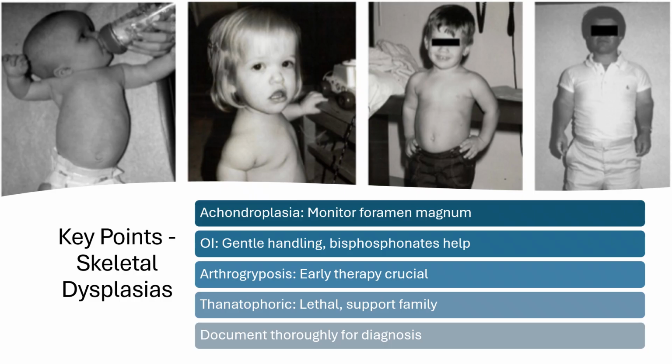Arthrogryposis responds best to early, aggressive therapy because the joint contractures become increasingly resistant to treatment as the child grows. Think of this as a time-sensitive condition where the window for optimal improvement closes gradually, making immediate referral to specialized therapy services essential for achieving the best possible functional outcomes.